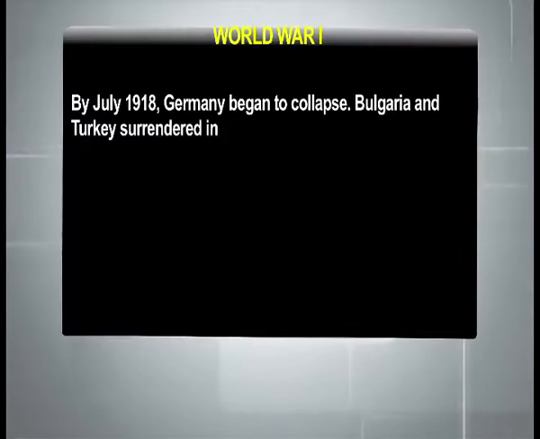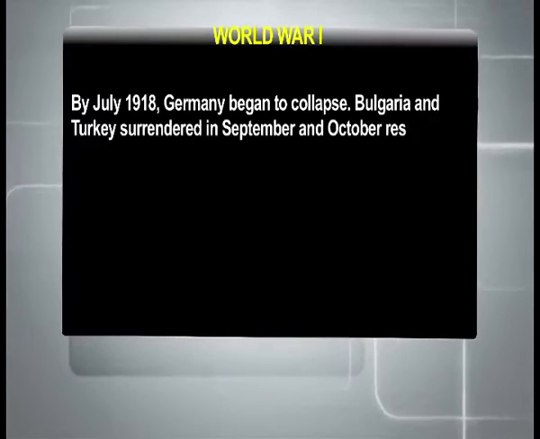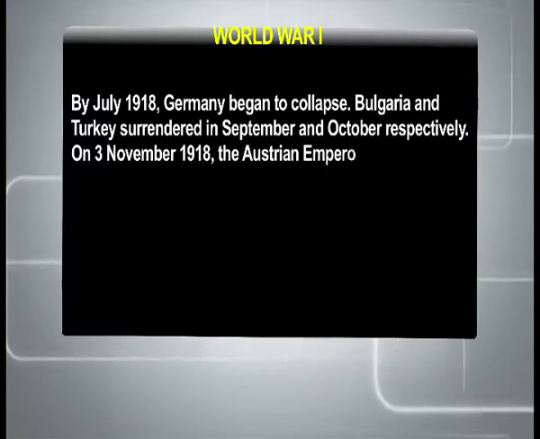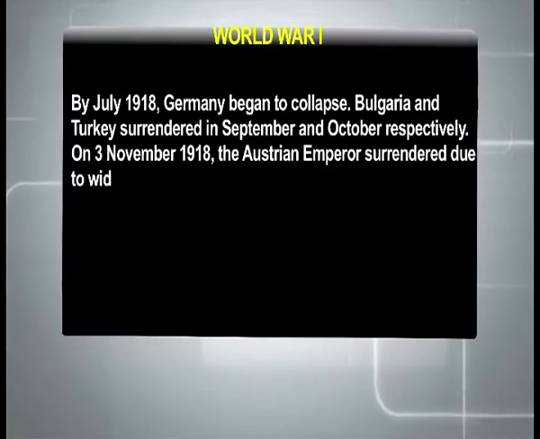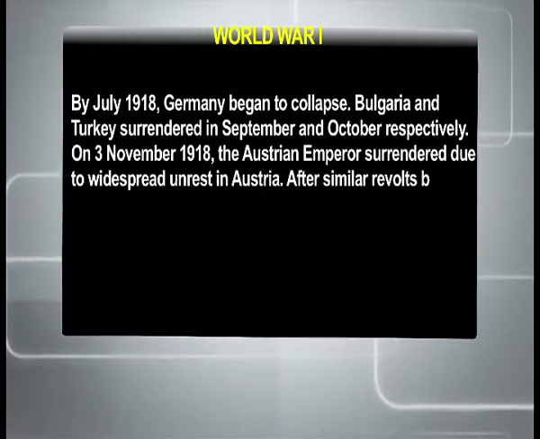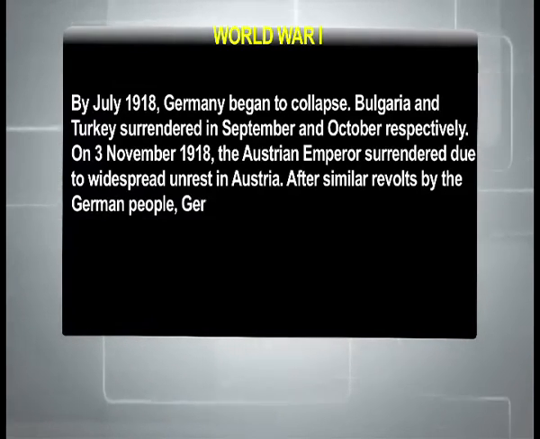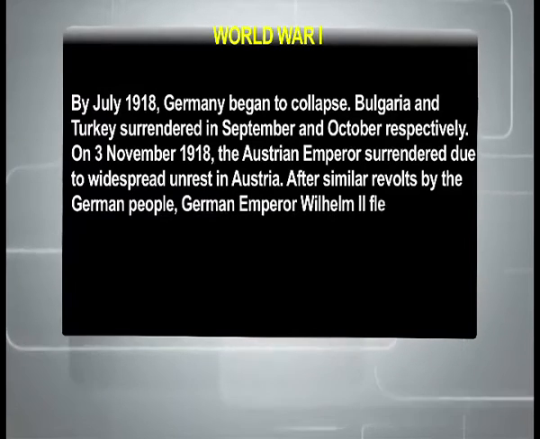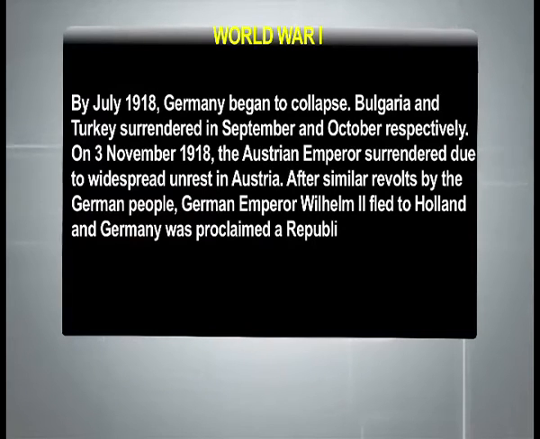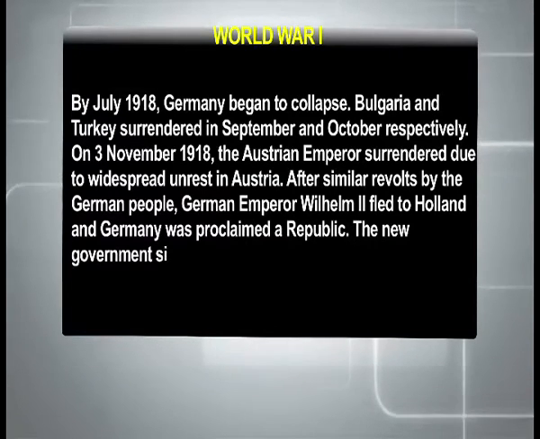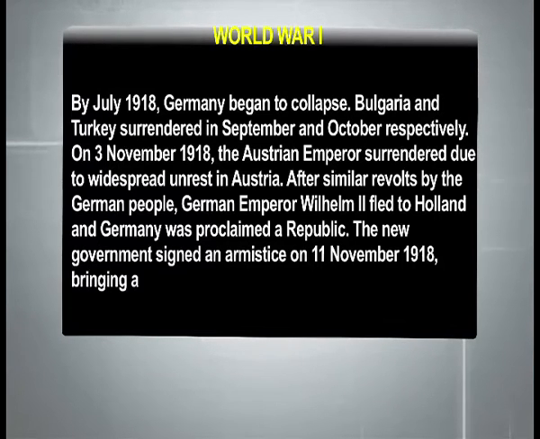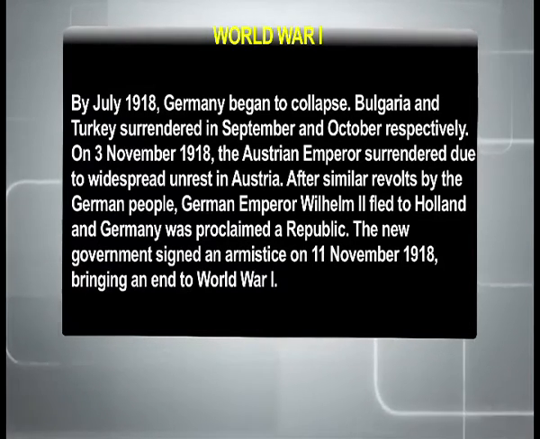Bulgaria and Turkey surrendered in September and October respectively. On 3rd November 1918, the Austrian Emperor surrendered due to widespread unrest in Austria. After similar revolts by the German people, German Emperor William II fled to Holland and Germany was proclaimed a republic. The new government signed an armistice on 11th November 1918, bringing an end to World War I.